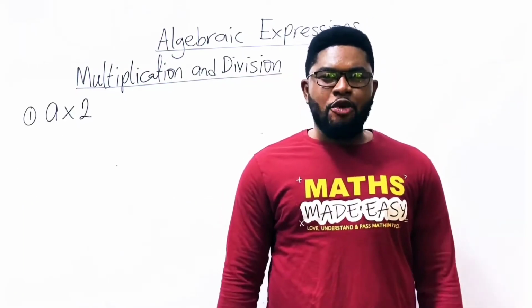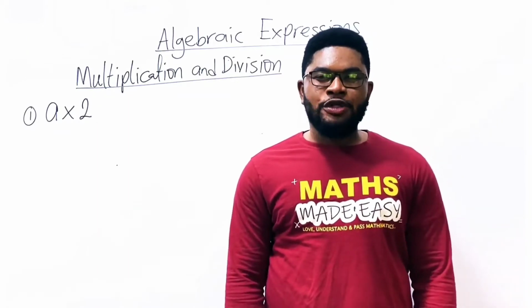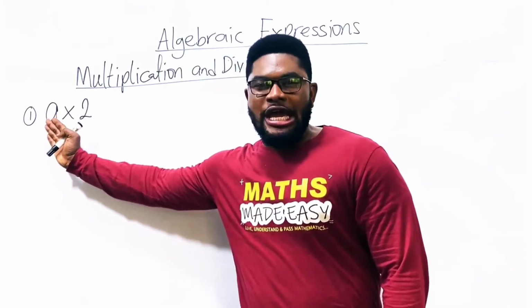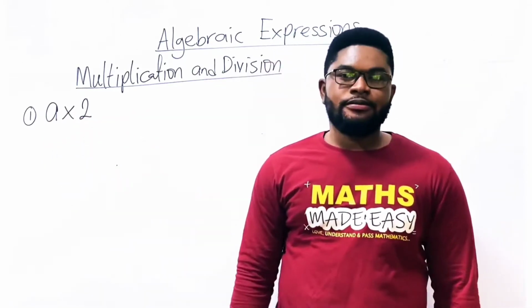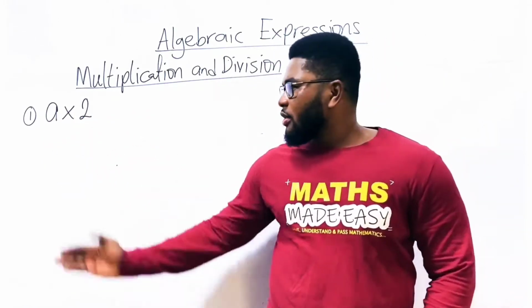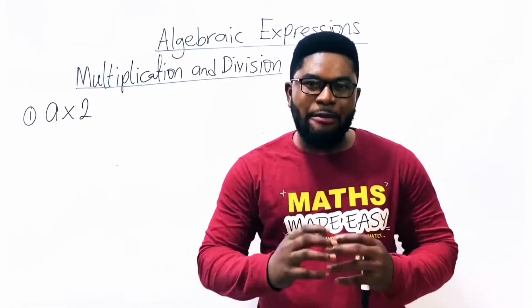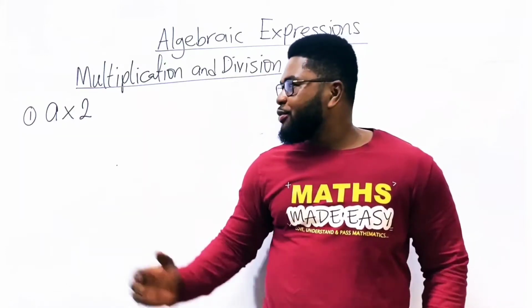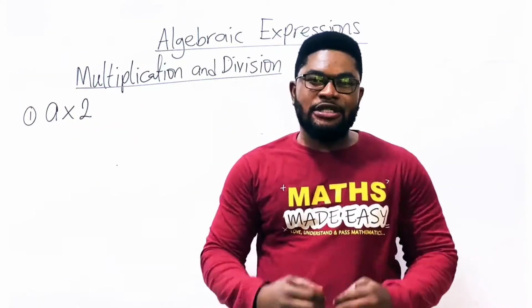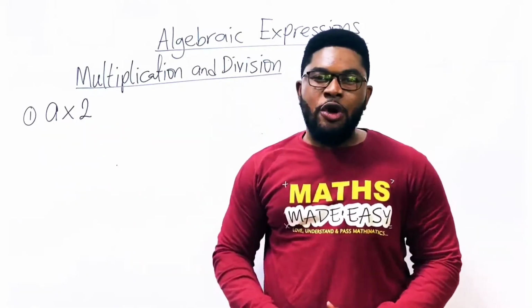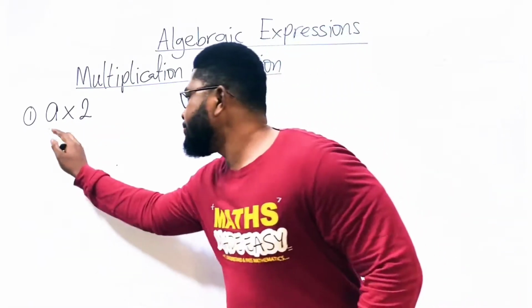Let's take an example under multiplication of algebraic expressions. Example 1, a times 2. Now in this question, a is a variable and 2 is a real number. Remember, we don't consider like terms when multiplying. So the final answer for a times 2 will be 2a.